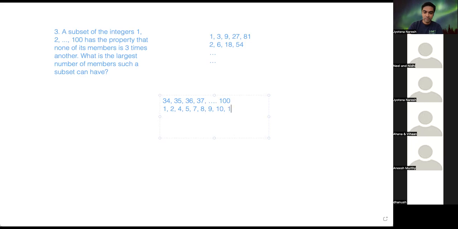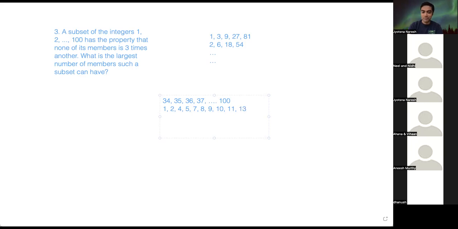11 works. 12 does not work. Why does it not work? It's a 4 right there, so it would work. 4 times 3 is equal to 12. Yeah, so 12 would not. Good. So 12 doesn't work for 2 reasons. One is 4 times 3 is 12, and another reason is that there should be no multiples of 3. That is correct. Yes, 12.